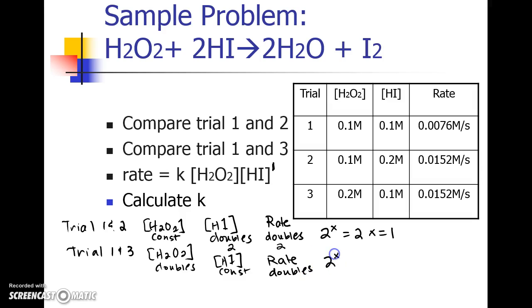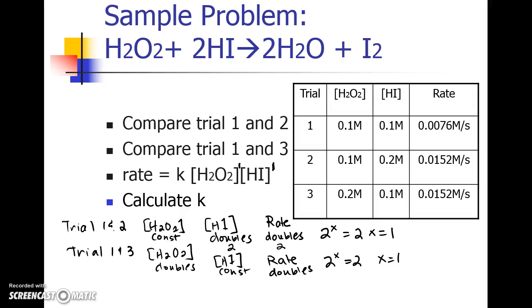Again, I'm going to set up 2 to the x equals 2. And again, this is first order in H2O2, so I can go ahead and put a little 1 in there. Notice that that doesn't match my reactants. I have H2O2 plus 2HI, but I am first order in HI because I can only determine this by looking at the data. You will have to be given data in order to do these problems.